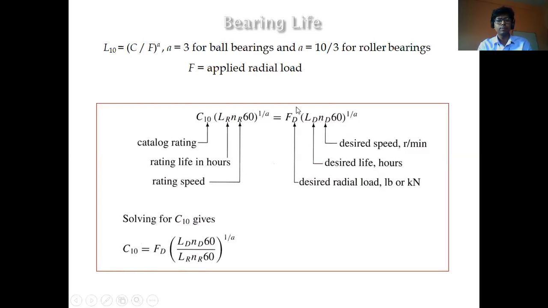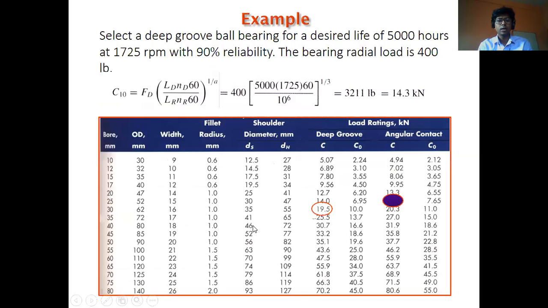This equation comes from these relationships. Here I have given a simple problem. Select a deep groove ball bearing for a desired life of 5,000 hours. So LD is given, right? And at 1725 RPM, that means N is also given. ND and LD both are given, with a reliability of 90%.